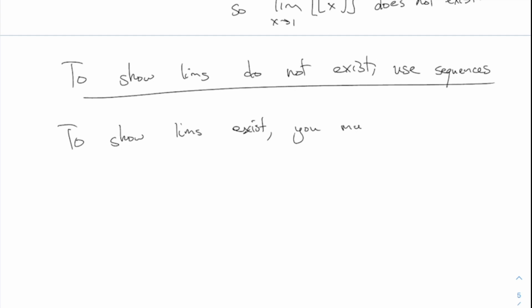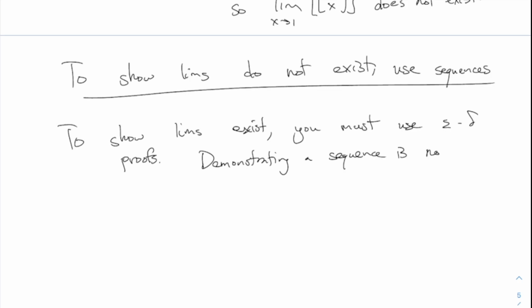you must use the epsilon delta thing. I will say demonstrating a sequence is not enough to show that a limit actually exists. Yeah? So is that just like a class thing, or like in general mathematically? No, this is a true fact.